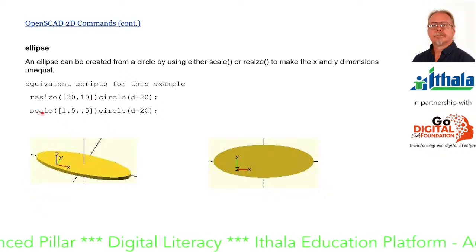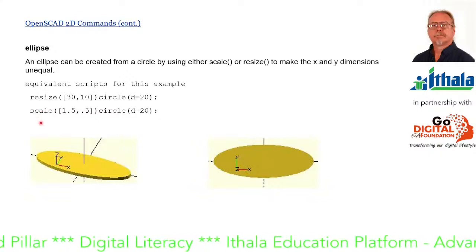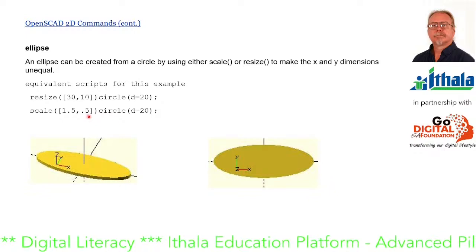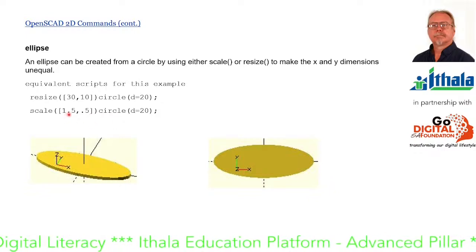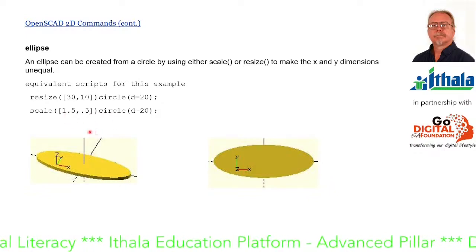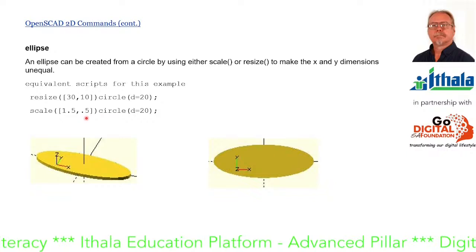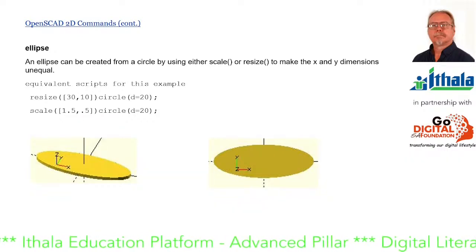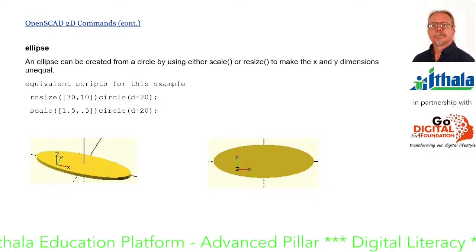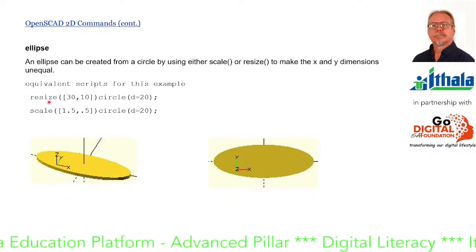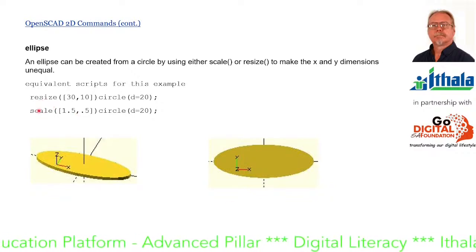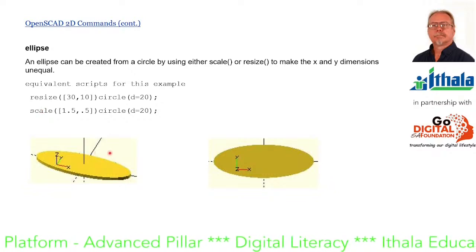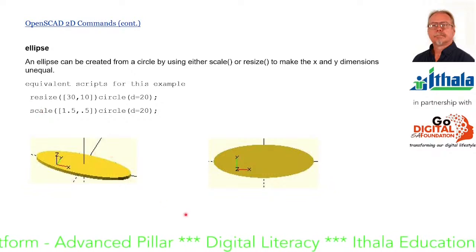And likewise, you could say scale, which is another transformational command. You say scale 1.5 comma 0.5. Then it's going to be 1.5 times the size in the x direction and 0.5 in the y direction. And it should be obvious that resize and scale can be applied to other shapes. We're just doing it here for circle to show that you can turn a circle into an ellipse.